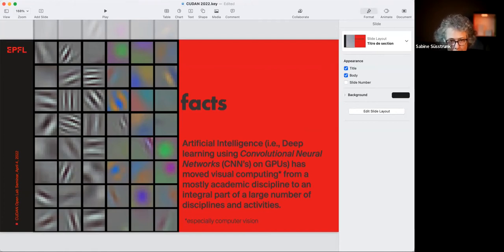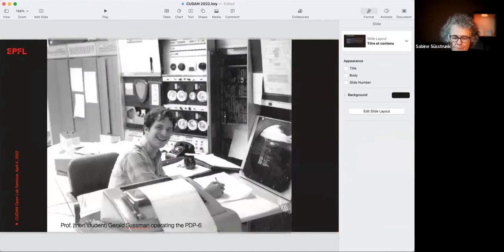has moved visual computing from a mostly academic discipline to an integral part of a large number of disciplines and activities. And when we talk about visual computing, in this case, I really truly mean computer vision. It also has done more of the creation of imagery. I'll talk about this later, but basically computer vision.